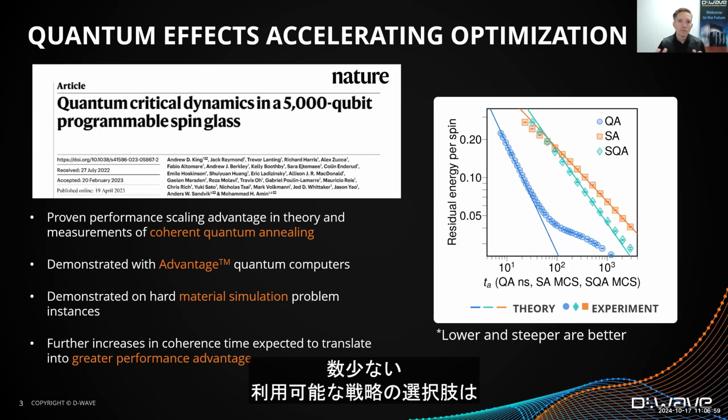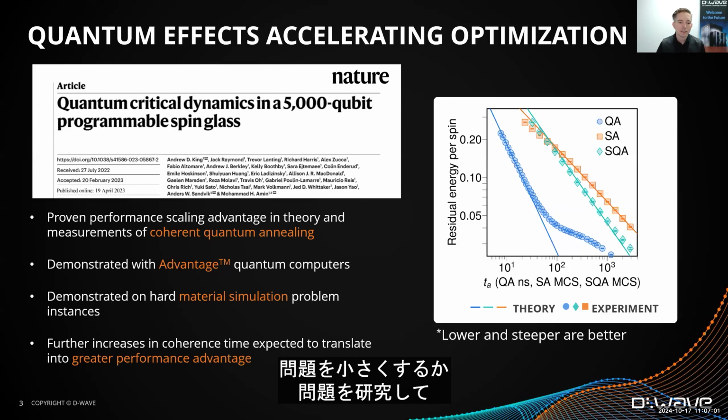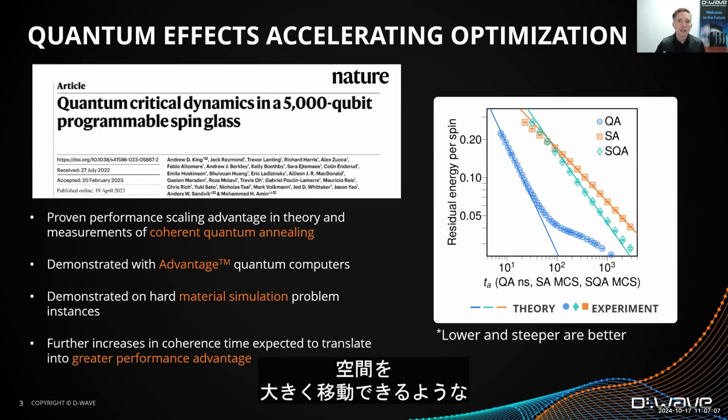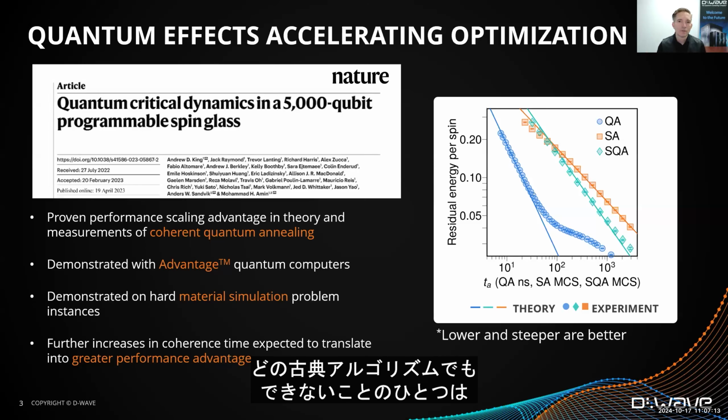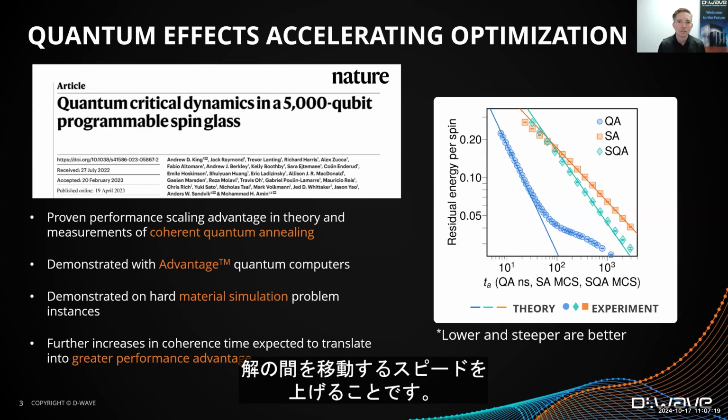So really the smaller set of strategies they have available is to either try to reduce the problem to make it smaller, or to study the problem and detect some sort of structure that allows it to make big moves in the space. But one thing that no classical algorithm is able to do is increase the dynamics, the speed with which it's able to move between solutions.